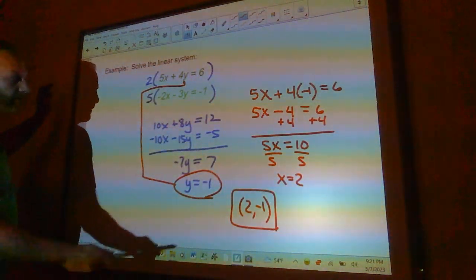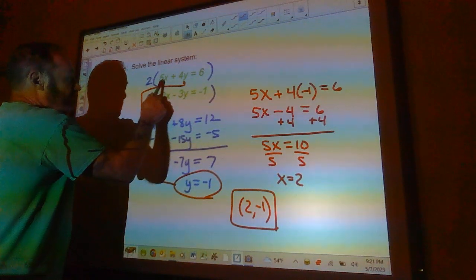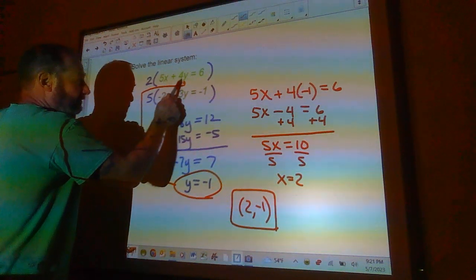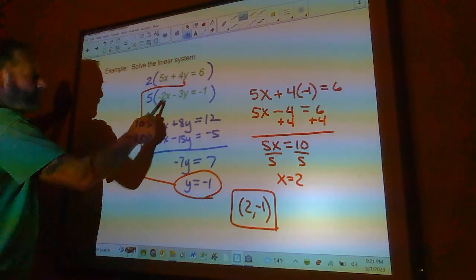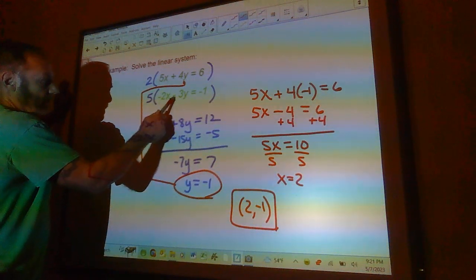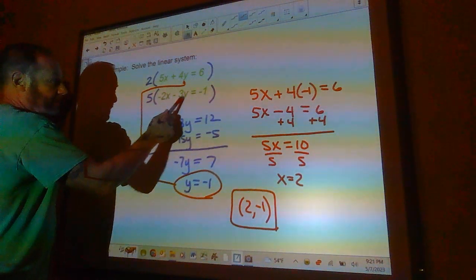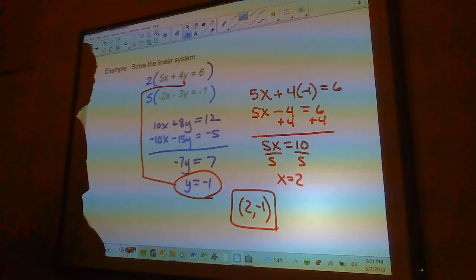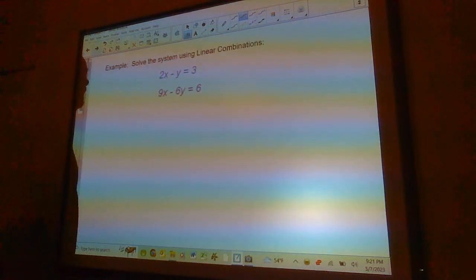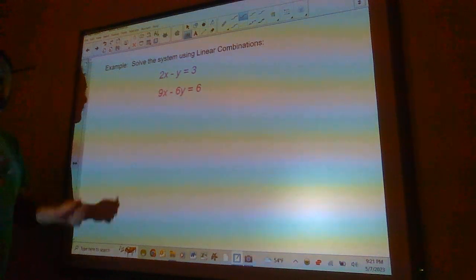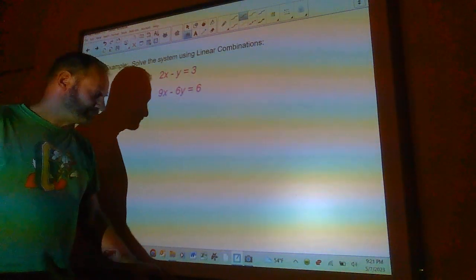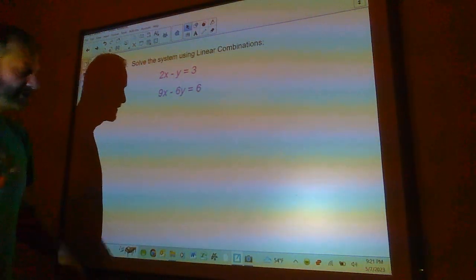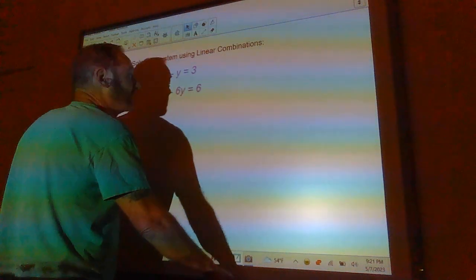Okay, so let's check it real quick. If I put 2 in there, I get 10 minus 4 equals 6. Okay, that's good. If I put 2 in here, negative 4 plus 3 is negative 1. Okay, so it works. Here's one for you to do. Hopefully it's a little easier than the last one that I had you do. Take a pause on this and give it a try, and then jump back on and see how you did.